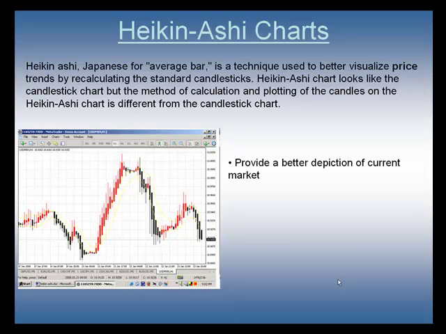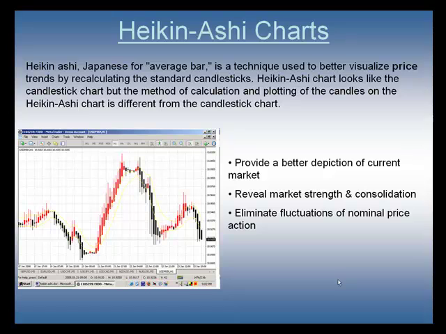And what it does is give us, again, a better depiction of the current market. It gives us an idea of market strength and consolidation. Strong, long wicks are a good indicator of strength, and little wicks and little bodies, sort of like candlesticks, indicate consolidation. They eliminate fluctuation on the nominal price action. On a normal candlestick and time frame, you've got up and down, up and down. But because the Heikin Ashi candlesticks are an average of the previous candles, it's not as choppy.